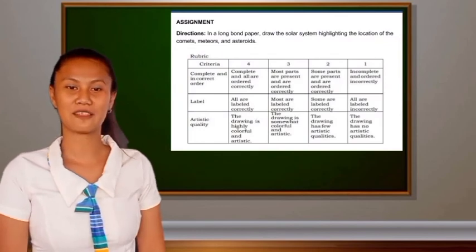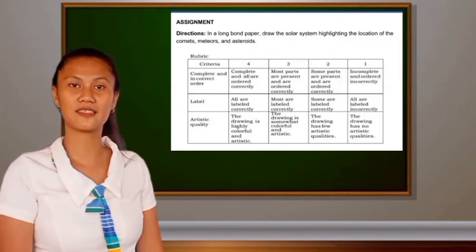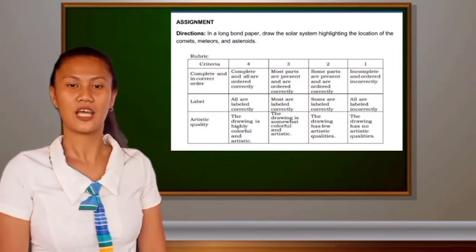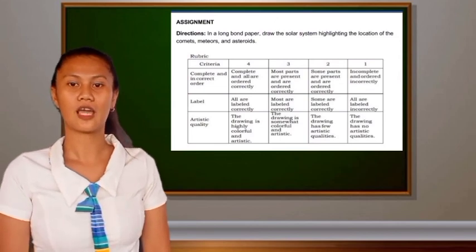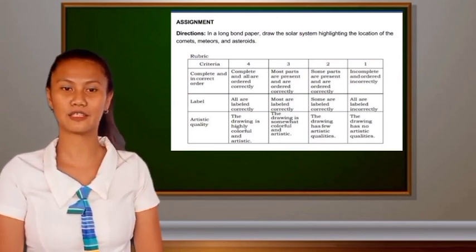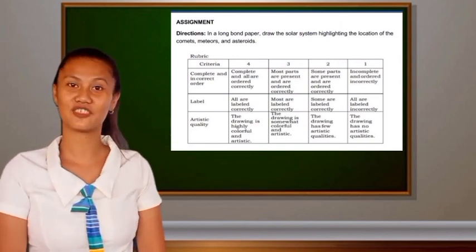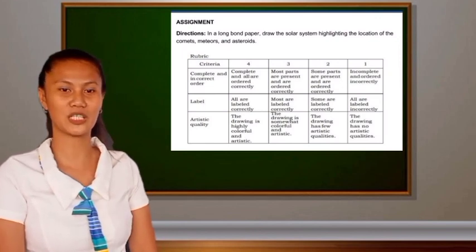As for your assignment, you need to draw the solar system highlighting the location of the comets, meteors, and asteroids. You can put it on a long size paper. I will be collecting this at the next meeting. So are we clear? Any clarifications from the class? Suggestions? None? Okay then. I guess we're good to go.